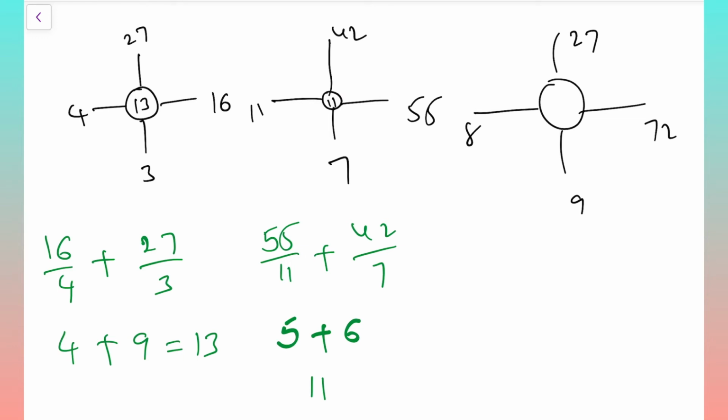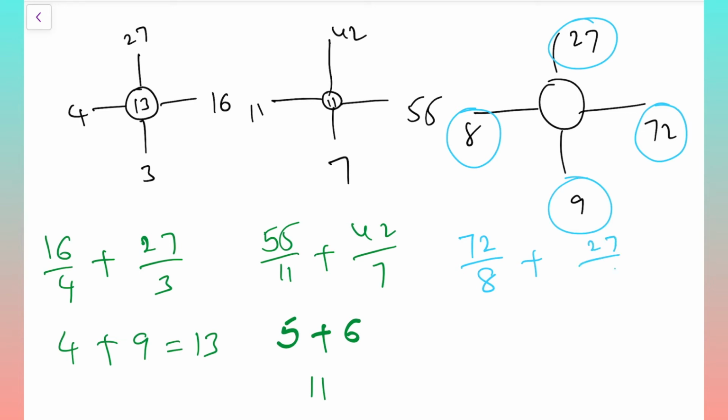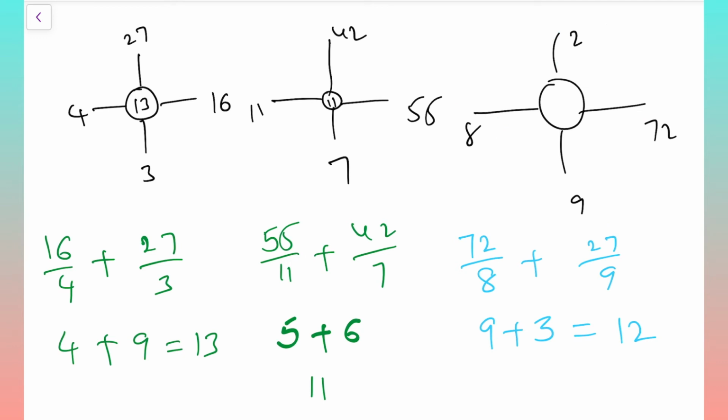Next, the third one. 72 divided by 8 plus 27 divided by 9. 72 by 8 is 9 plus 27 by 9 is 3. 9 plus 3 is 12. So the missing number is 12. Okay, let's look at the next question then.